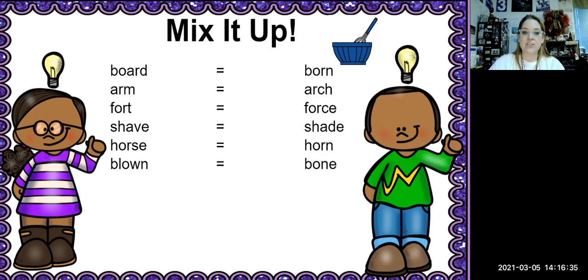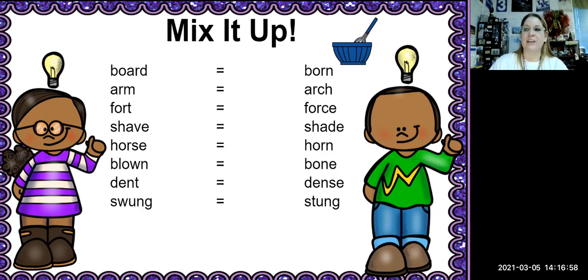The next word is the word dent, dent. And we're going to change the t to s. So it's the word dense. Good. Our next one is swung, swung. And we're going to change the w to t. Stung is the new word.